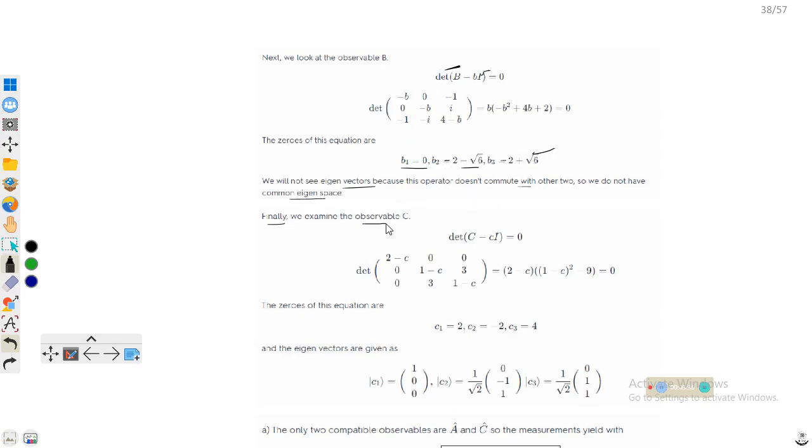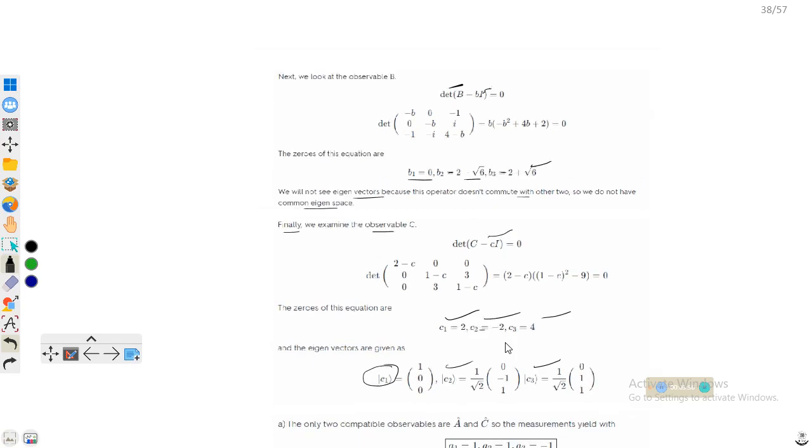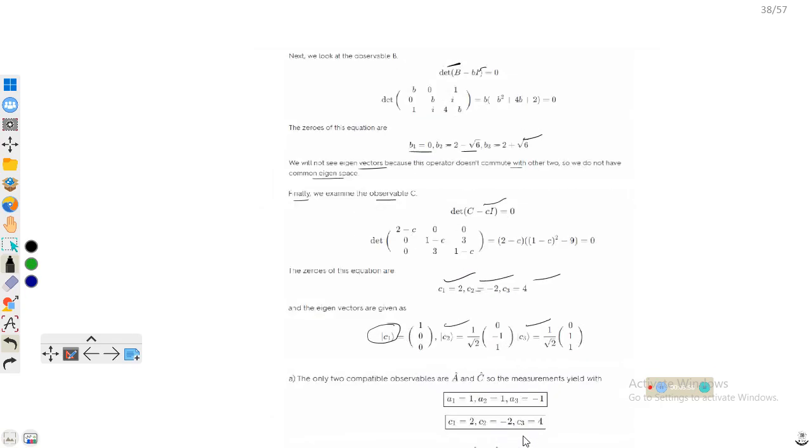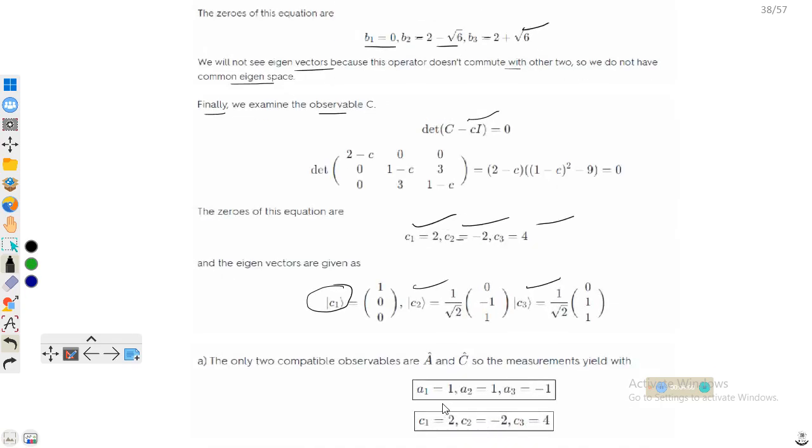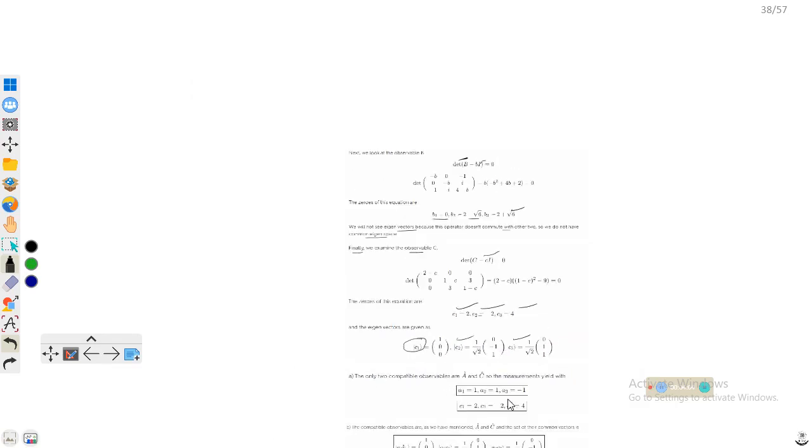Finally, we examine the observable C. Taking the determinant for the C operator, we can find its secular equation, and similarly it will lead to the eigenvalues. C2 is equal to this and C3 is equal to this. If we find the eigenvectors C1, C2, and C3, for the only two compatible observables A and C, their eigenvectors are also A1 equal to 1, A2 equal to 1.